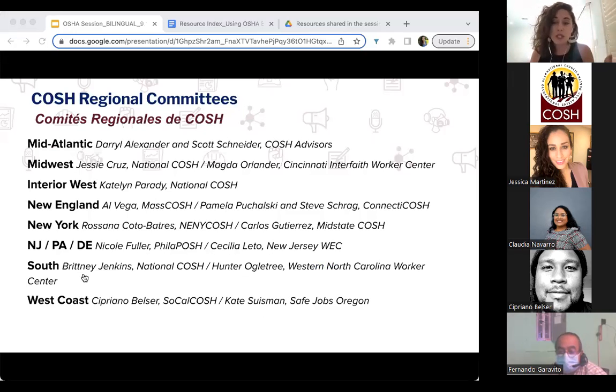And then in some regions where there's a lot of state plan states, like the West Coast folks, for example, you heard Cipriano's great examples before. Those regional committees are also spending a lot of time to really have the groups that are participating learn from each other about how they watchdog and engage their state plan. So there's plenty of space to really help shape what these groups look like.